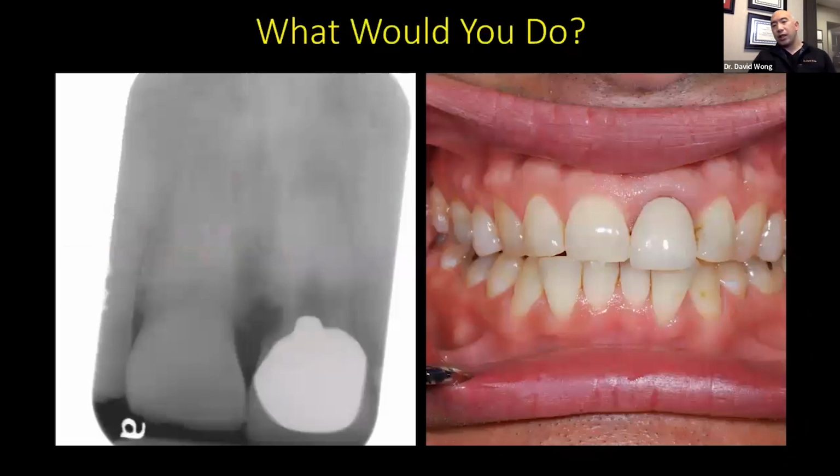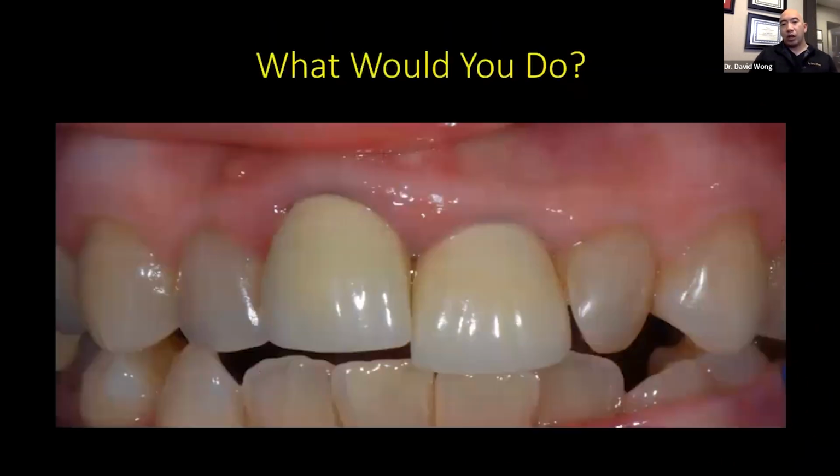So the question we're going to start off with is, what do you do with an implant? With a tooth like tooth number 9 here. It's a hopeless tooth. The patient's dad's a dentist, so he's very dental. His dental IQ is pretty good. What do you do? We have a lot of questions that we're going to go through here.